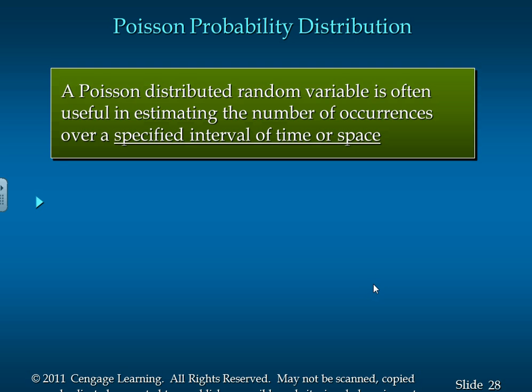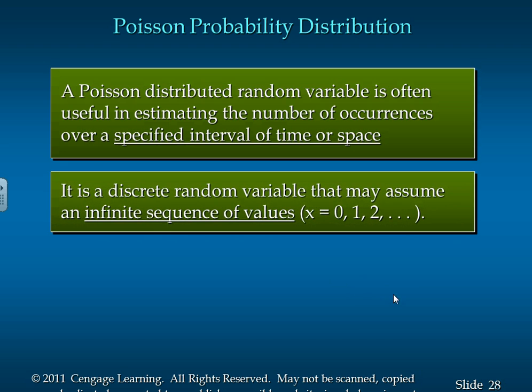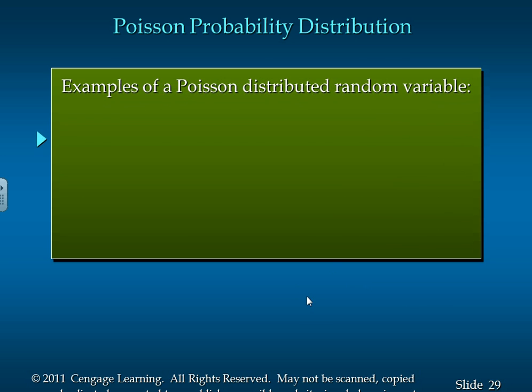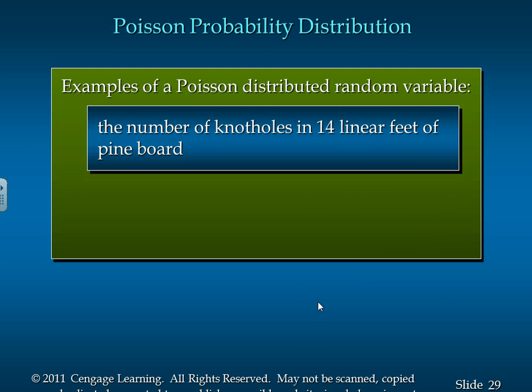Useful to estimate the number of occurrences in a specific time or space. So we have discrete random variables. We have an infinite sequence of values. Examples: the number of knot holes in 14 linear feet of pine. Oh, that's a great example.